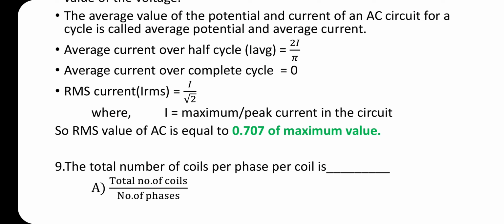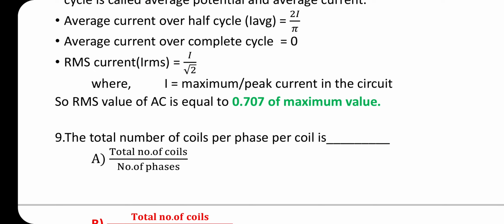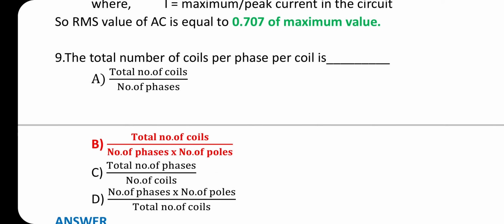Average current over half cycle, that is I average equal to 2I by pi. Average current over complete cycle equal to 0. RMS current, I RMS, equal to I by root 2, where I is the maximum or peak current in the circuit. So the RMS value of AC is equal to 0.707 of maximum value.